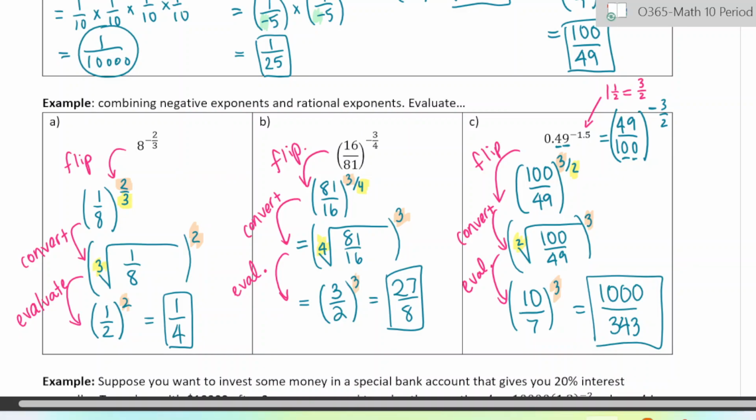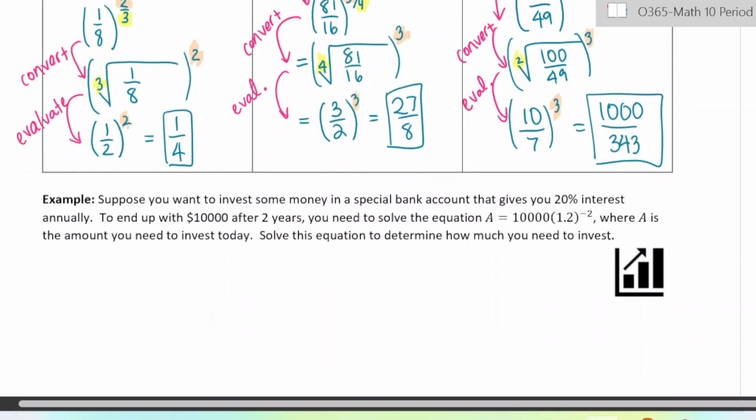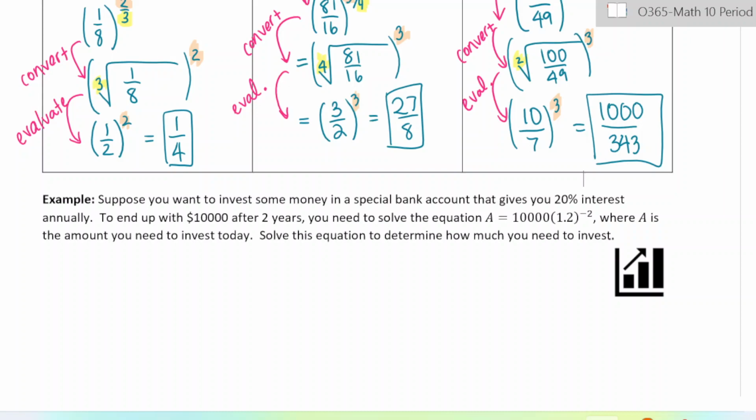Last question, word problem. So here it says, suppose you want to invest some money in a special bank account that gives you 20% interest annually. To end up with $10,000 after 2 years, you need to solve this equation, where A is the amount you need to invest today. Solve this equation to determine how much you need to invest.